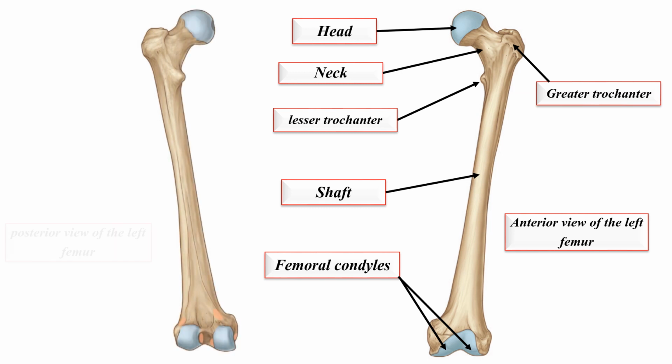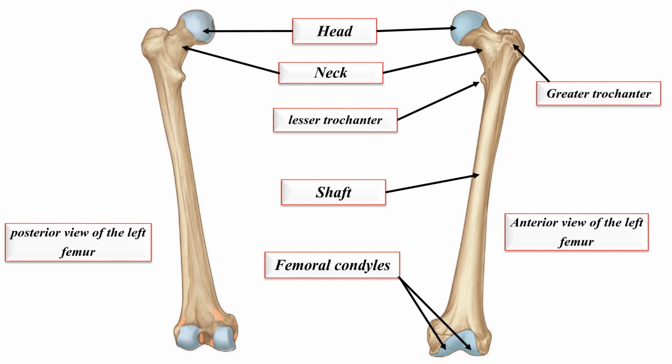This is the posterior view of the femur. This is the head of the femur. You can notice that this blue color that covers the head of the femur is the hyaline cartilage. This hyaline cartilage caps more than half of the sphere of the head. The head of the femur articulates with the lunate surface of the acetabulum. This is the neck of the femur.